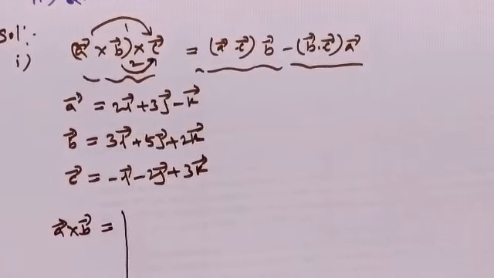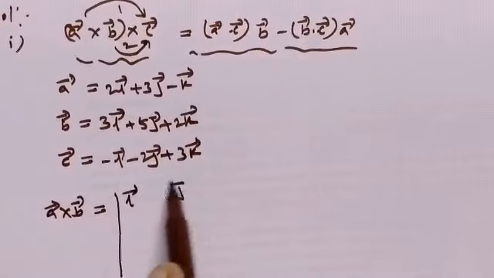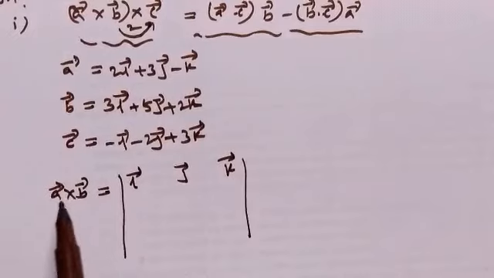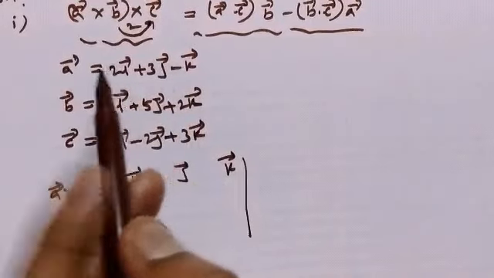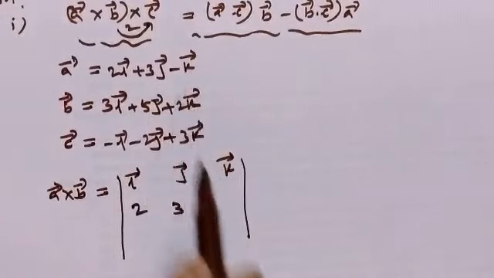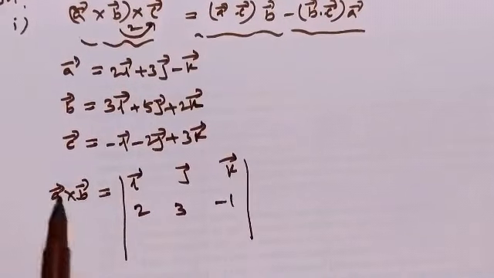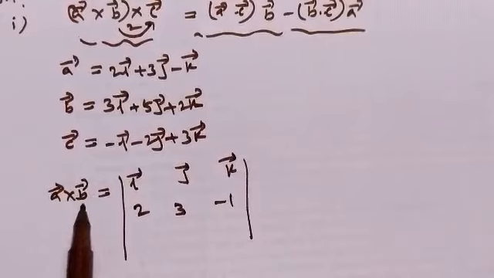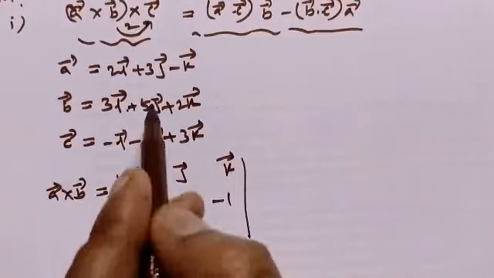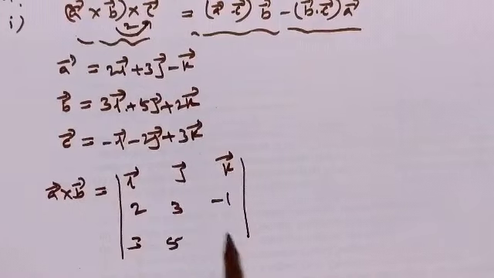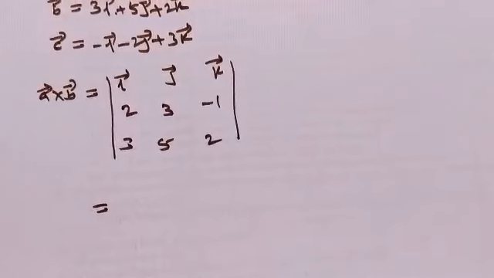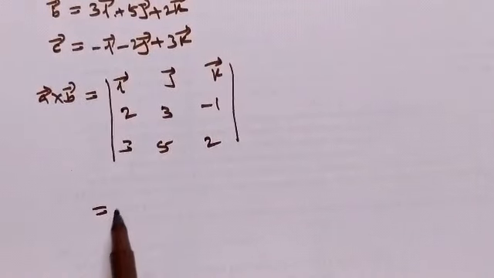So A cross B equal to determinant of first row I vector, J vector, K vector. Second row, coefficients of I, J, K vectors of A vector. In A vector, coefficient of I vector is 2, coefficient of J vector is 3, coefficient of K vector is minus 1. In third row, coefficients of I, J, K vectors of B vector. In B vector, coefficient of I vector is 3, coefficient of J vector is 5, coefficient of K vector is 2. Now, we expand by R1.